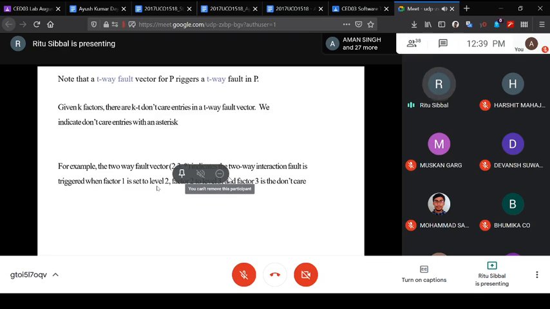ठीक है? Is this clear? Fault vector, run. Yes. So fault vector is basically a run which triggers a fault. And what is a run? It is a combination of values of the factors.